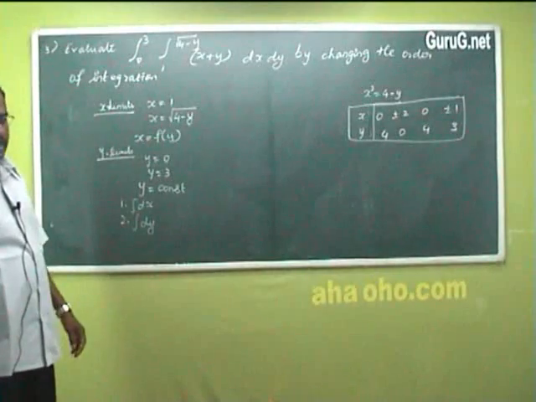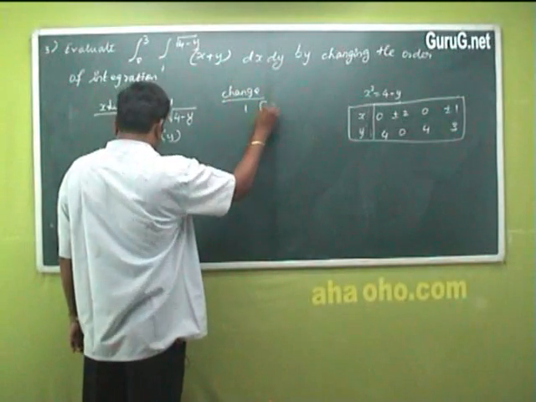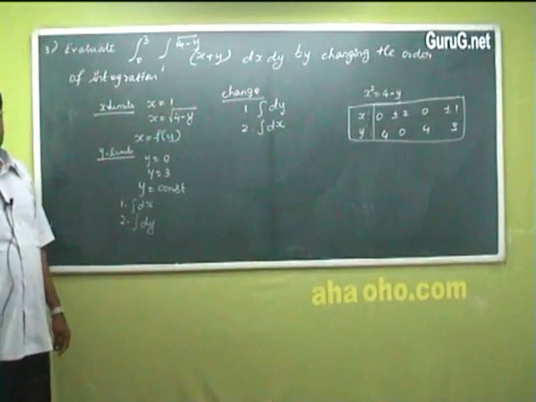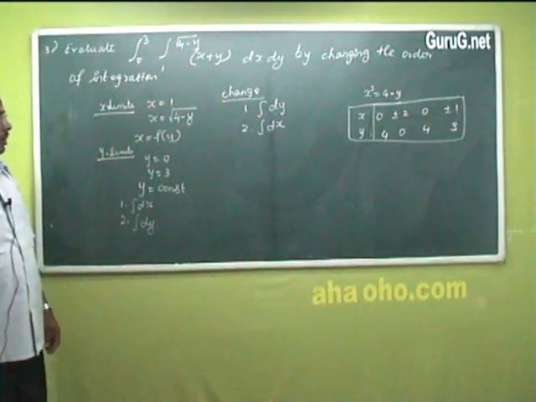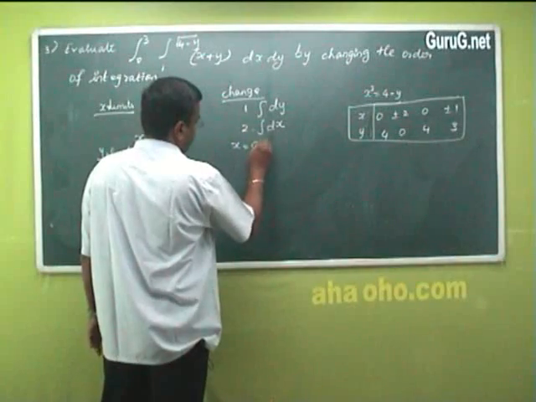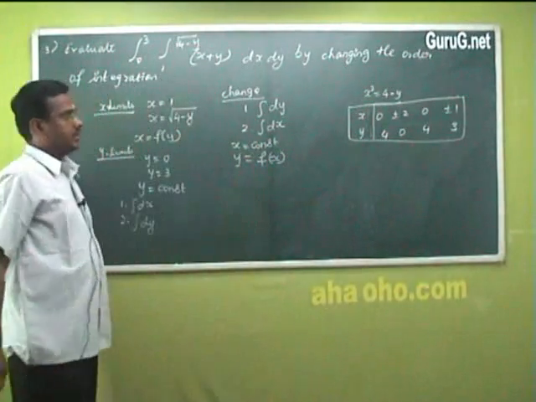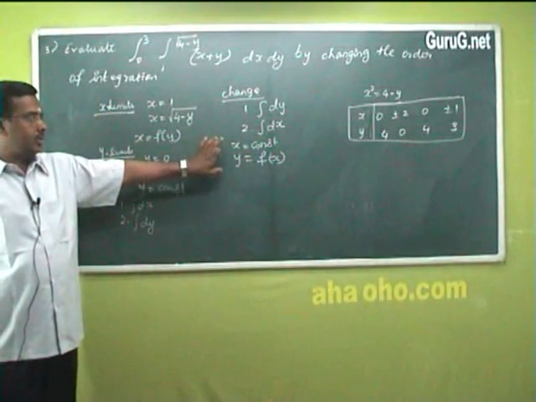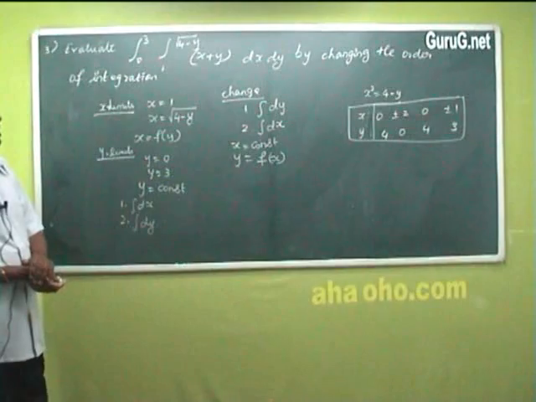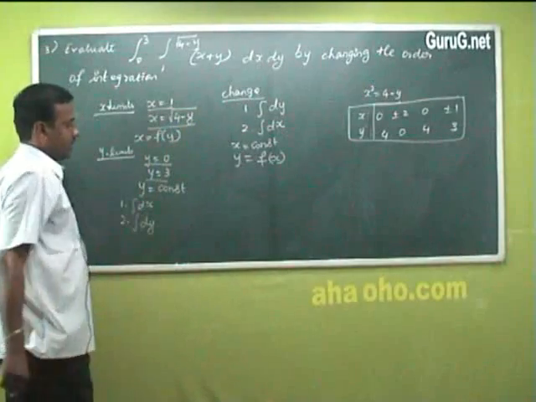I am going to change the order of integration. For changing the order of integration, first I am going to integrate with respect to y. Second I am going to integrate with respect to x. For that we have to change the limits. How we can change the limits? We have to express x values as constant limits and y as a function of x. For changing the order of integration, we have to express the limits as x as constant and y as function of x.